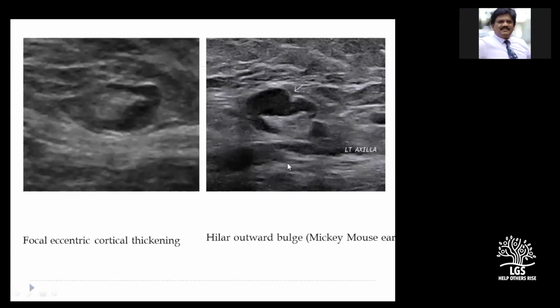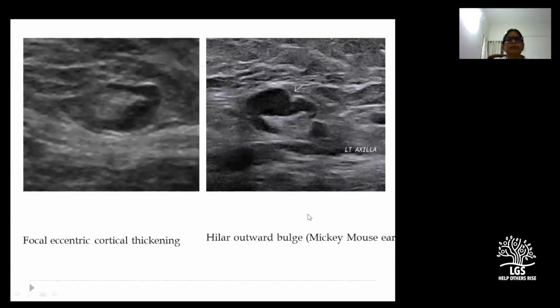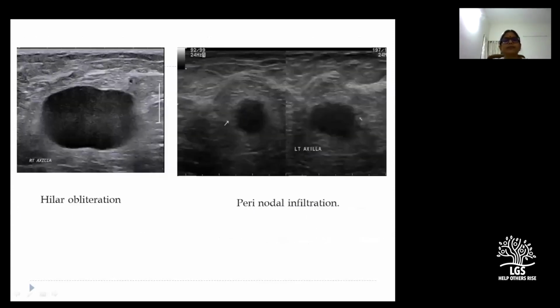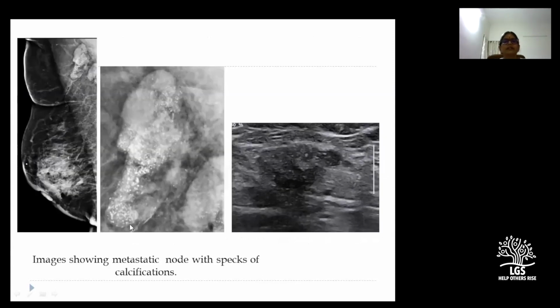We have 10 more minutes. Okay. So this is that Mickey Mouse type hat, and you see that bulge here, and some more here. See that bulge into the node, and see how slit-like the medulla has become. And here, the medulla is entirely replaced. And if you look here, this is a node that has perinodal infiltration. So the node itself is jagged and it's coming out into the fat. These are some mammographic appearances, and sometimes you find calcifications within the node also, which is seen here.